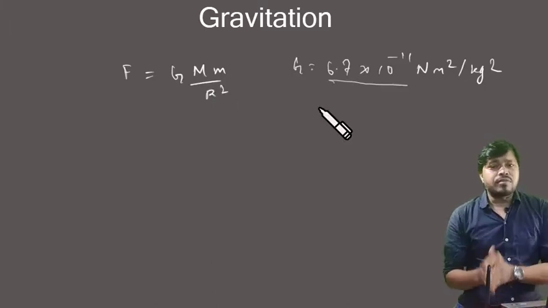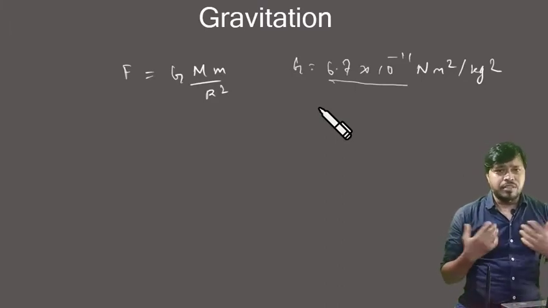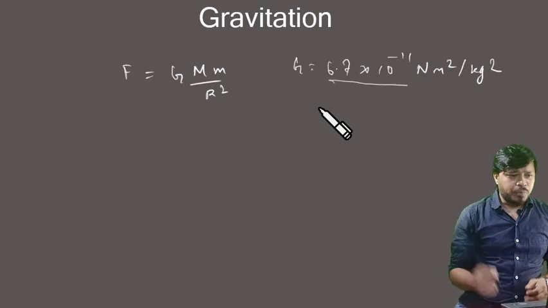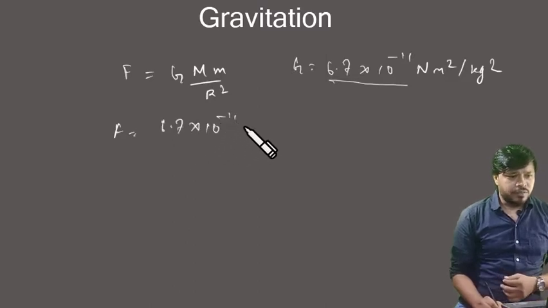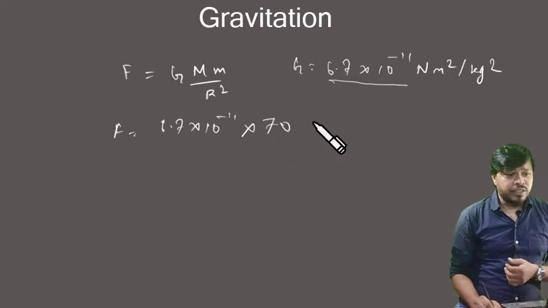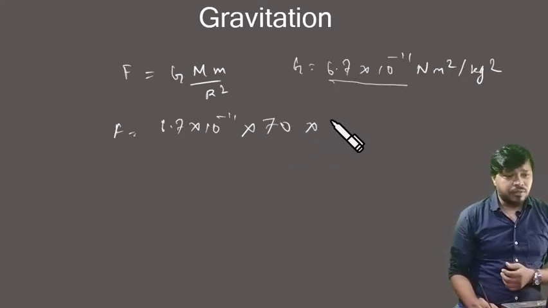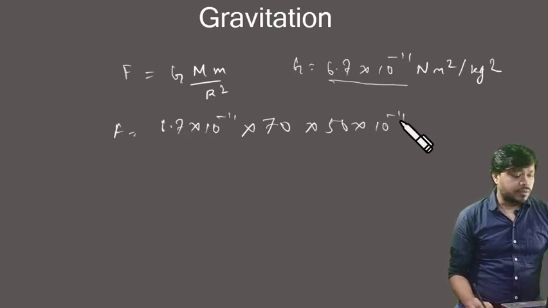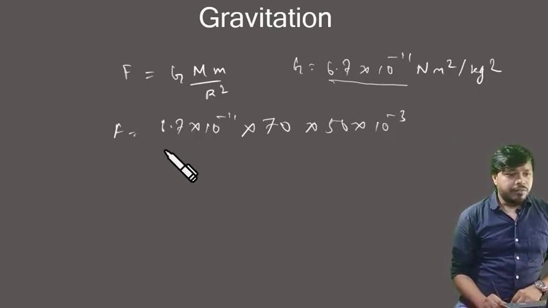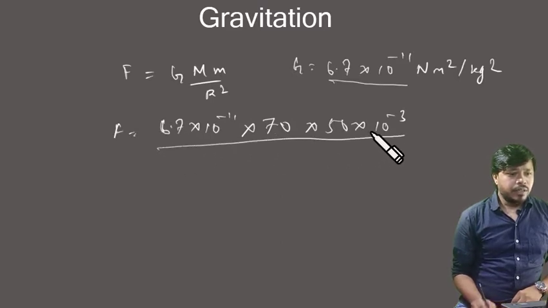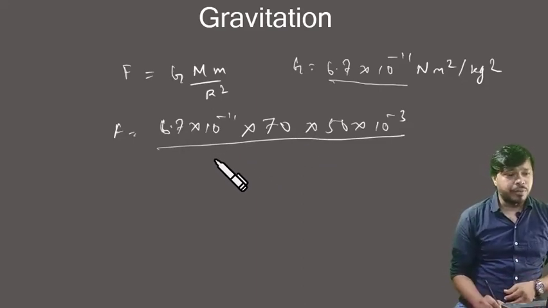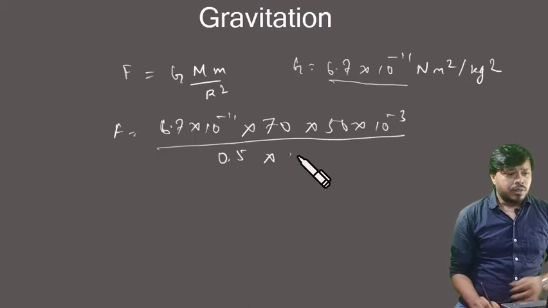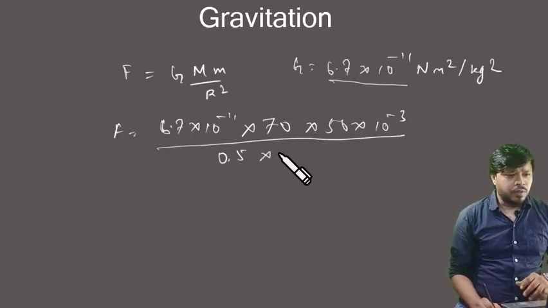Let's say the mass of this pen is 50 grams and mass of me is 70 kg. So the force between the pen and me would be F equals to G m M. So G is 6.7 into 10 to the power minus 11, into mass of me, which is 70 kg, into mass of the pen, which is 50 into 10 to the power minus 3 kg, divided by r square, which is the distance between us. Let's say the distance between me and the pen is half a meter, so 0.5 into 0.5.